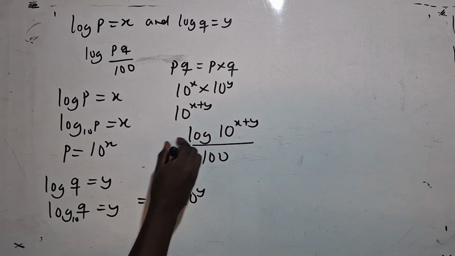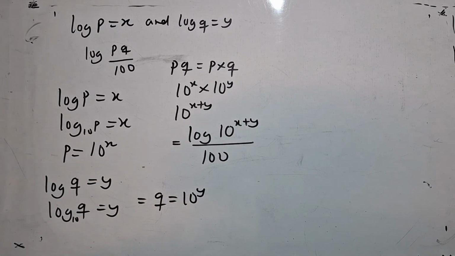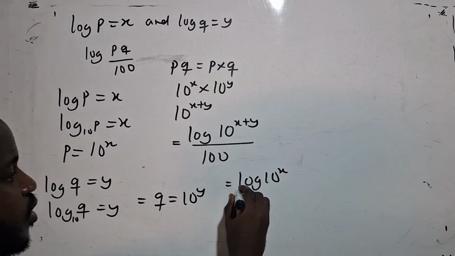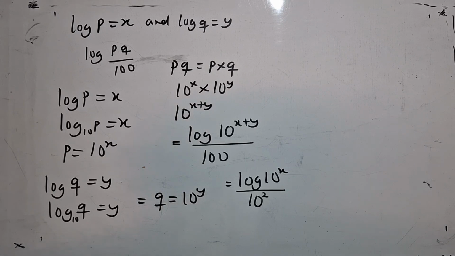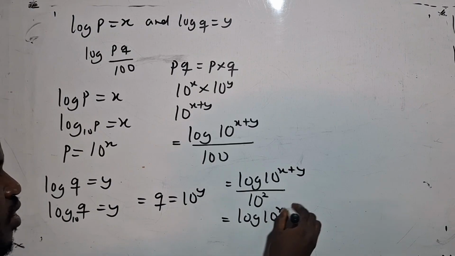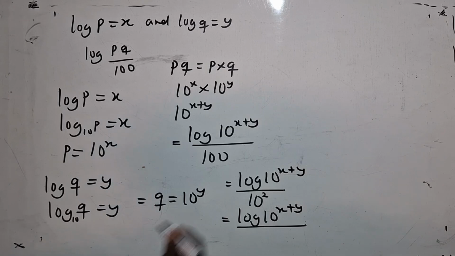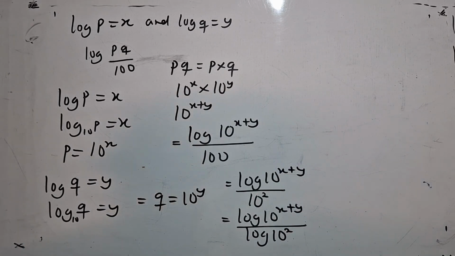Log 10 (x plus y), and you know how I arrive at this side. I'm going to express all of them in log. So this one will give me log 10x all over, this one gives me 10 raised to the power 2. Now I'll have log 10 (x plus y) all over. Now the 10 raised to the power 2 gives me log 10 raised to the power 2.